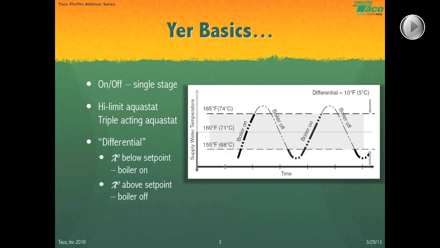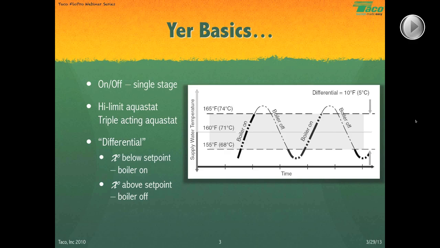Let's say we set a boiler high limit to 180 degrees. Off the top of your head, you say, okay, that means when the boiler hits 180 degrees, it shuts off. When the boiler goes below 180 degrees, it turns on. Well, yes and no. If the boiler works strictly in that manner, it would short cycle like crazy, particularly when you have low load conditions.